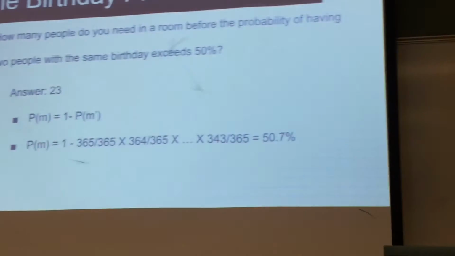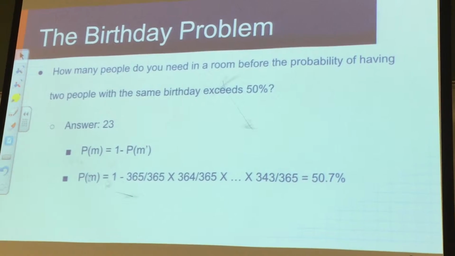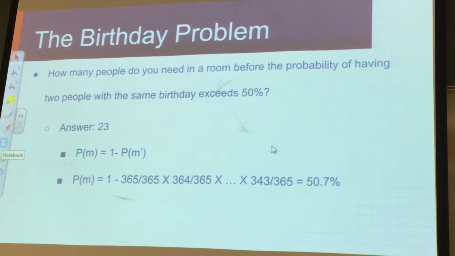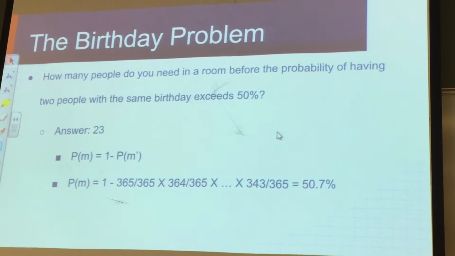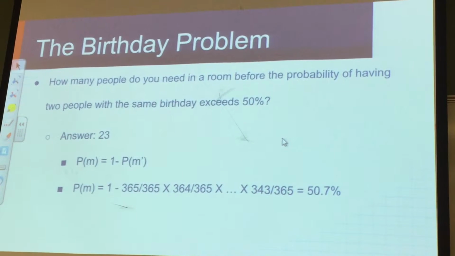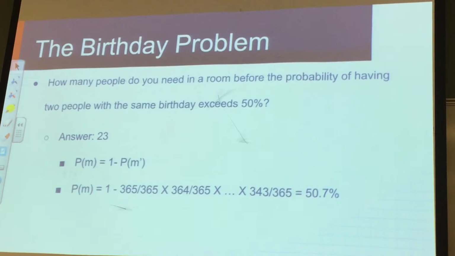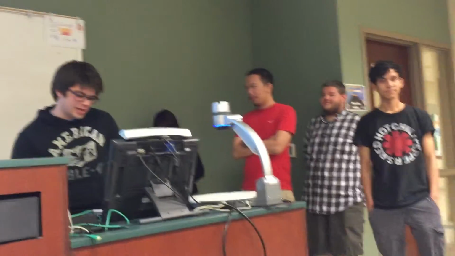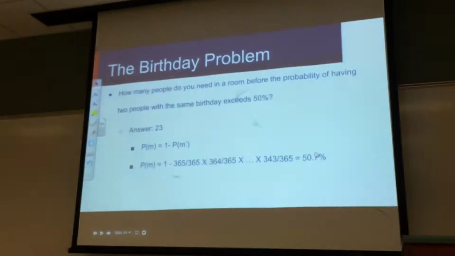So only 23 people need to be in a room for the probability of 2 people to share a birthday to be above 50%. This answer can be arrived at by looking at the equation below. It mostly involves some fancy mathematics and a sprinkle of magic, so we'll just leave it at that. But as you can see, when we add 23 people to the room, we have about a 50.7% chance that 2 people will share a birthday.